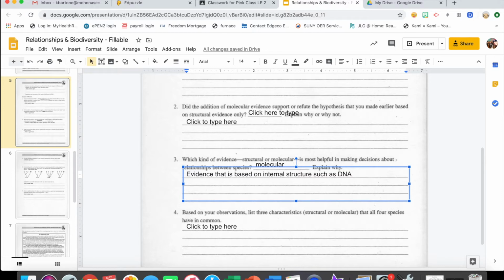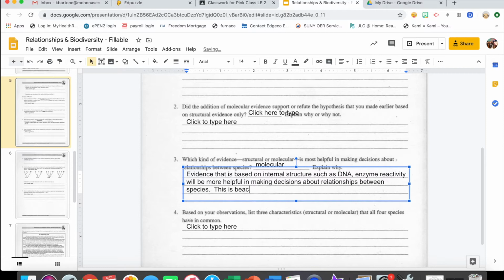Okay, so the information from the DNA gets sent over to the ribosome to create the protein. And if the DNA says one recipe, then it's going to make one particular protein, whereas if it says a different recipe, it's going to make a different protein. So evidence that is based on internal structure, such as DNA, and maybe enzyme reactivity, will be more helpful in making decisions about relationships between species.